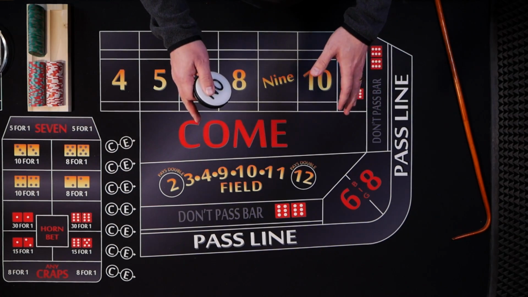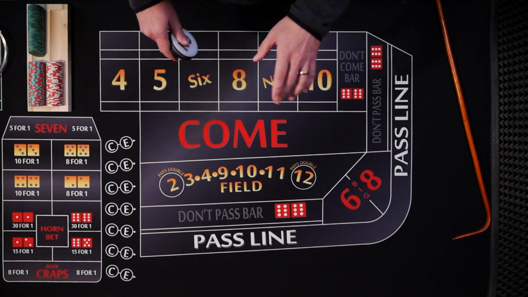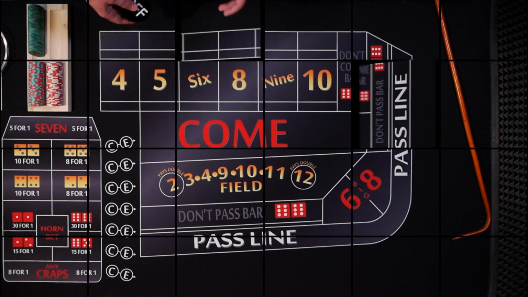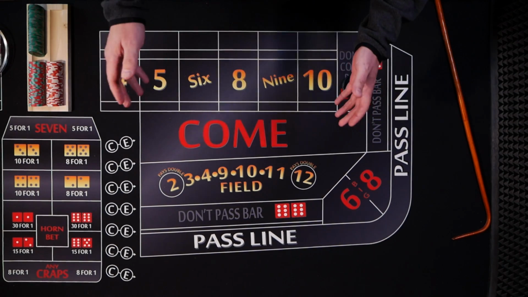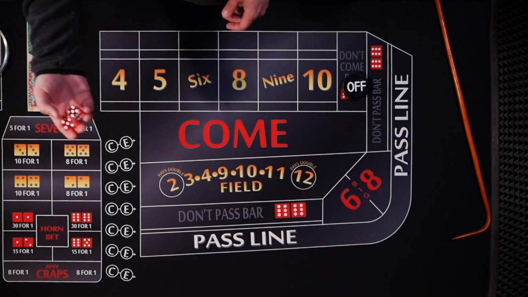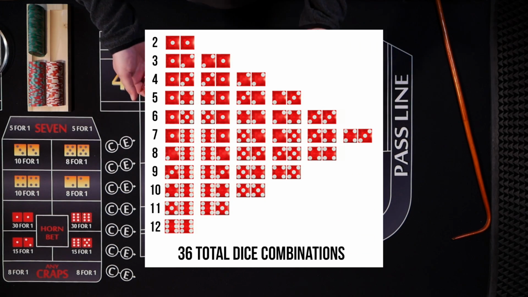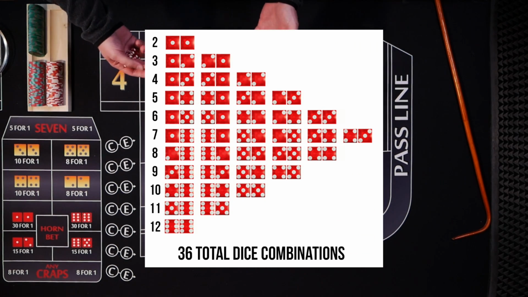Today we're going to do a little experiment. We're going to test the theory of probability. The game of craps is based on the mathematical theory of probability. Two dice make up 36 different combinations, and each number has a certain number.